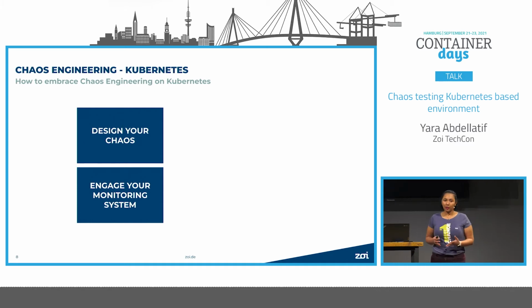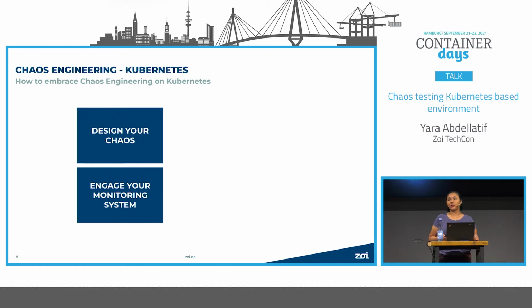So what is the target of doing such experiments anyway? In the end, you want to discover the vulnerabilities in your system in order to improve it. And that means you want to have good observability overall in your system. So you want to engage your monitoring. A Grafana dashboard, for example, can help in that case.